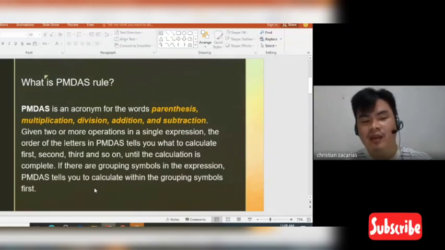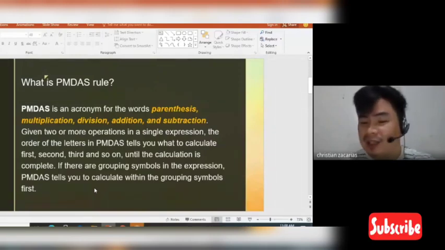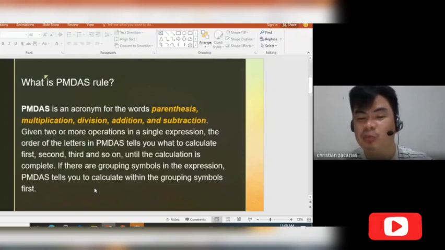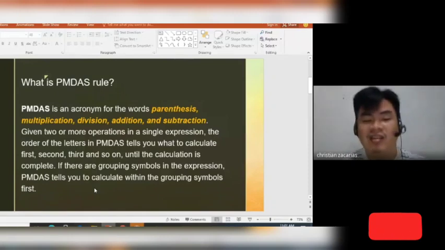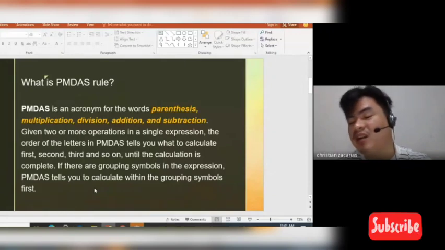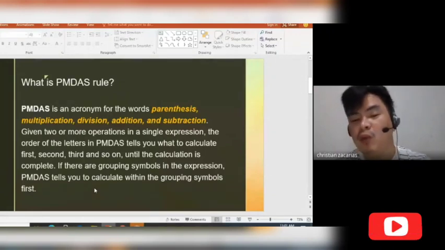Okay, so given two or more operations in a single expression, so that is the PMDAS. Okay, so meron tayong dalawa or more operation na gagamitin in a single expression. Ano yung single expression? Okay, pag sinabi ng single expression, we are pertaining to the equation, yung 1 plus 2 plus 3 minus 5, mga ganyan. So that is an expression. So the order of the letters in a PMDAS tells you what to calculate first, second, third, and so on.